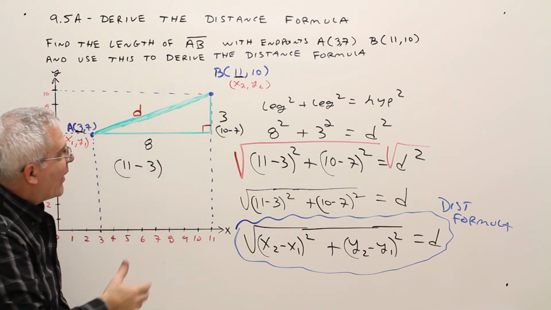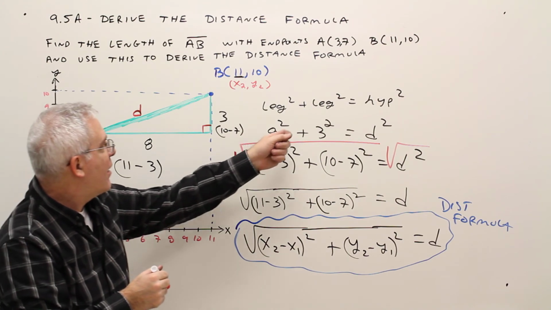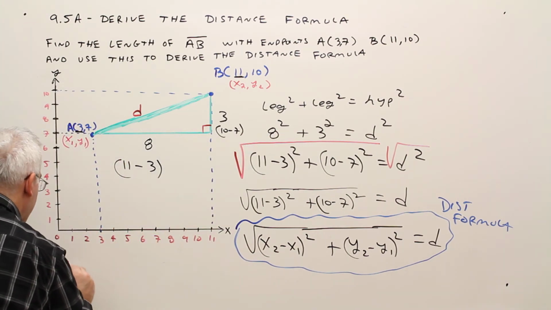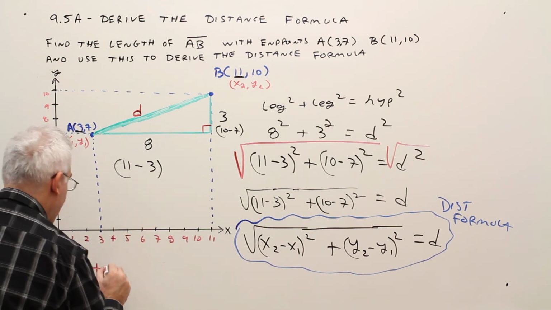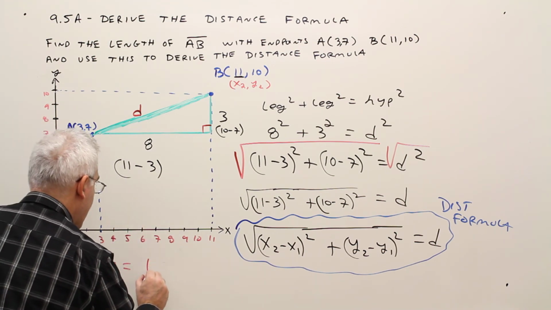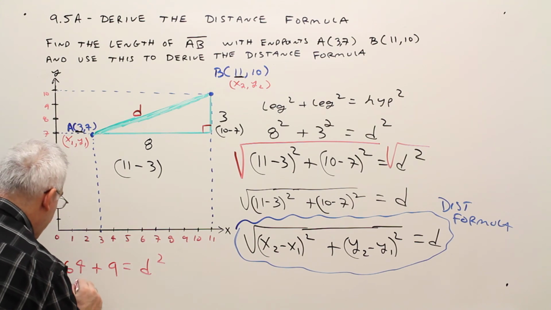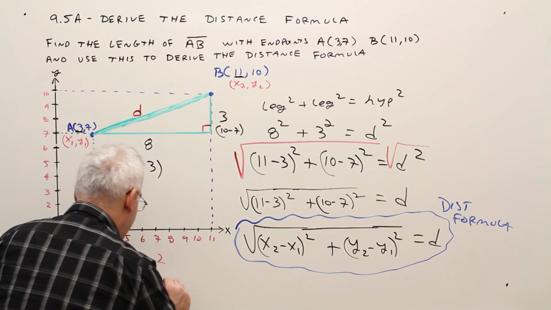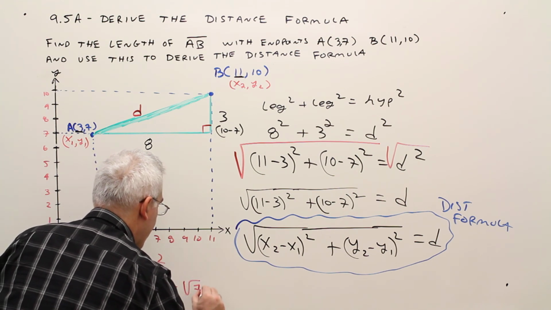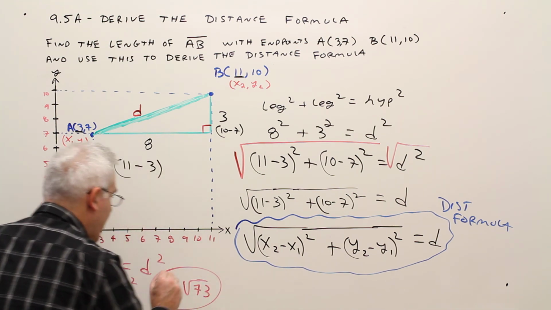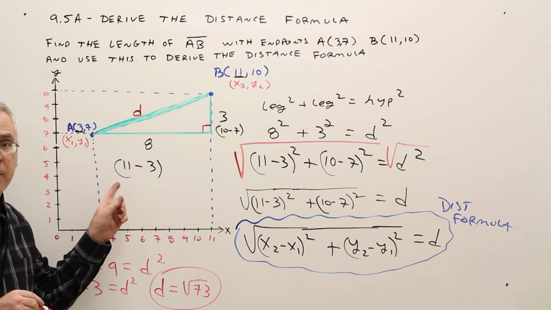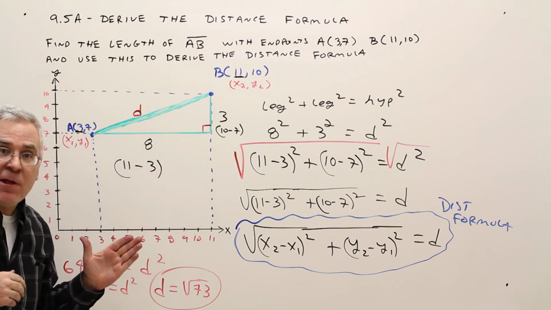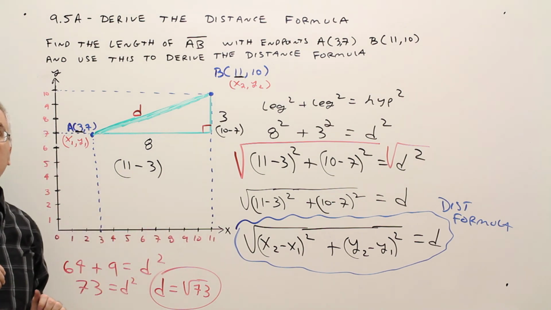And then if we wanted to actually calculate this distance, I'd probably use this one. So let me do that down here. It's going to be 64 plus 9 equals d squared. So that's going to be 73 equals d squared. So then the distance would be the square root of 73 for this specific problem. So there you have it, how to use the Pythagorean theorem to derive the distance formula.